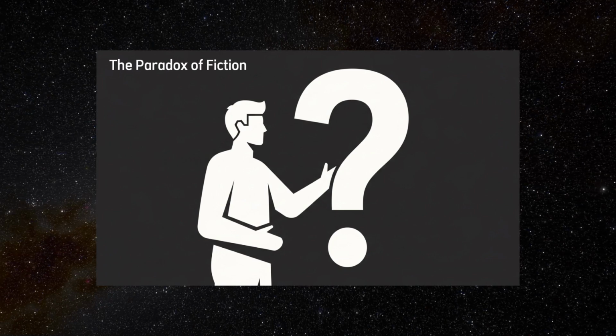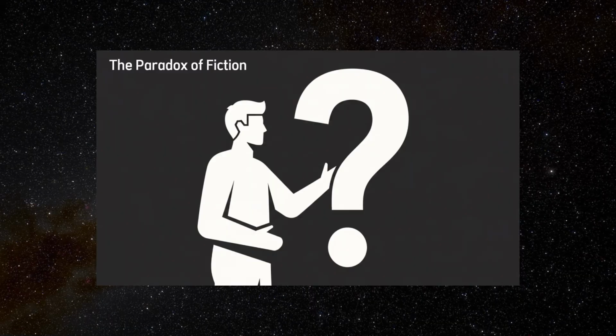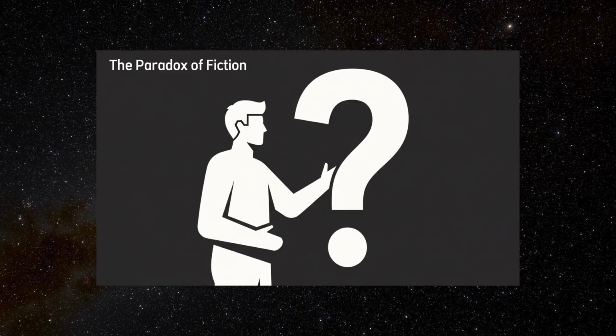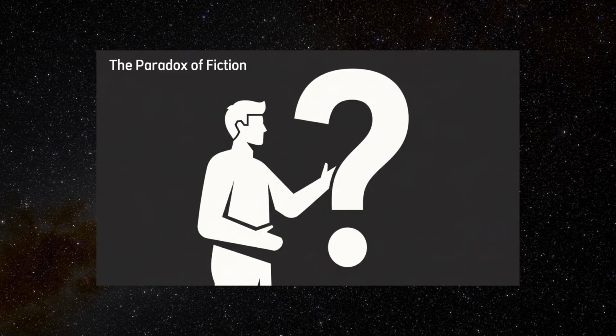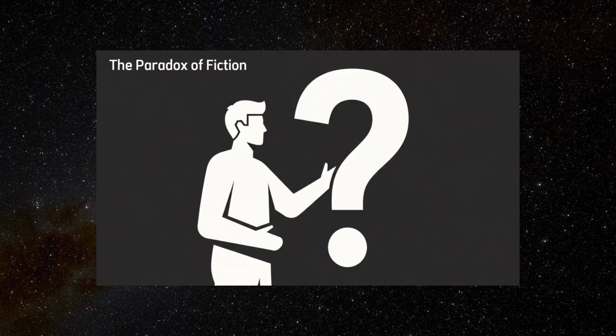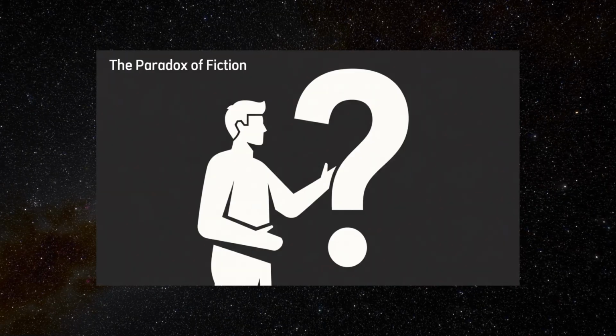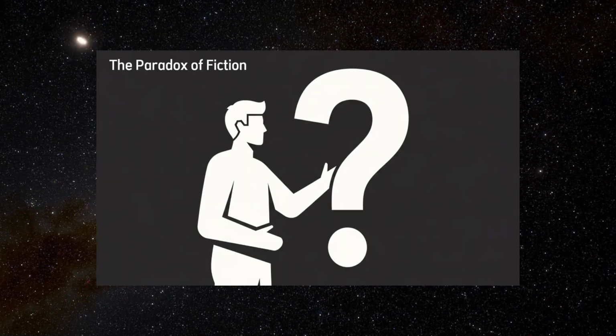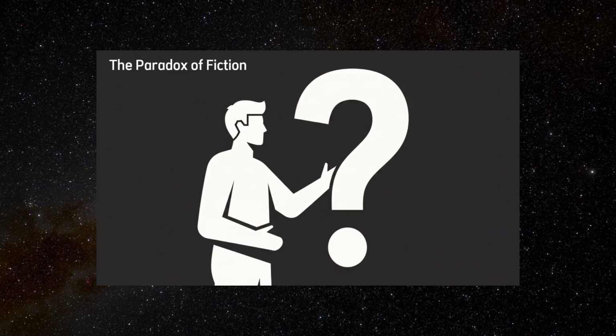If emotions require belief in the existence of their object, and we don't believe in the existence of fictional entities, then we shouldn't be able to experience real emotions toward them. And yet, we do, often deeply and sincerely. This is the paradox of fiction. We are emotionally moved by that which we know to be unreal.